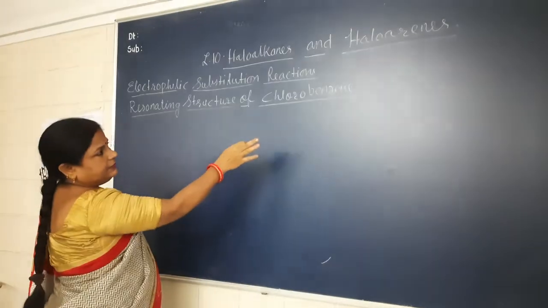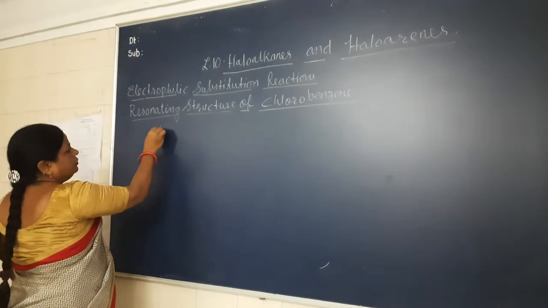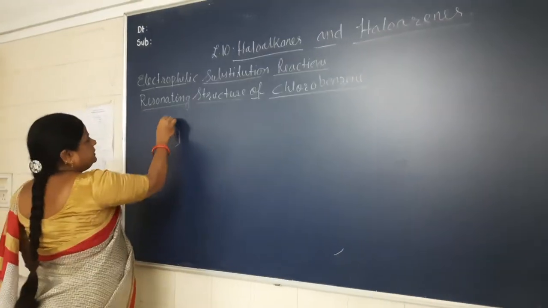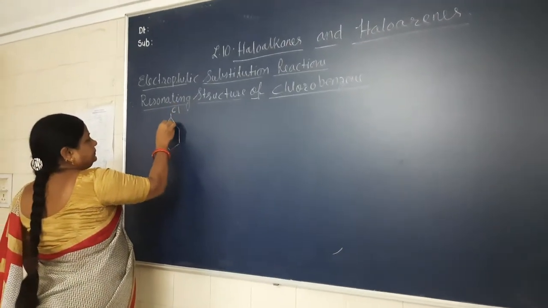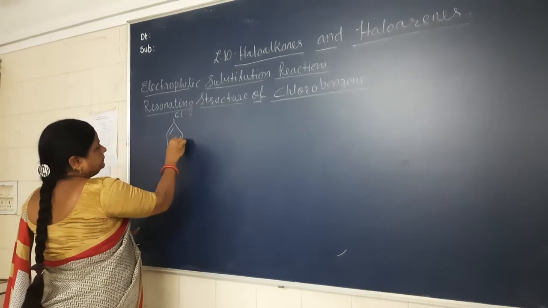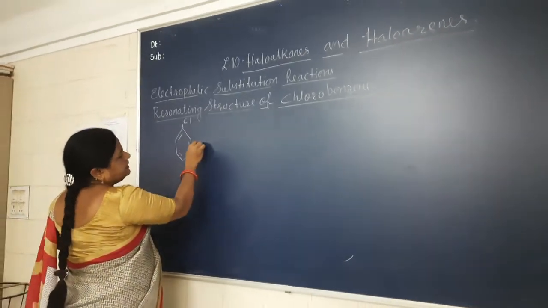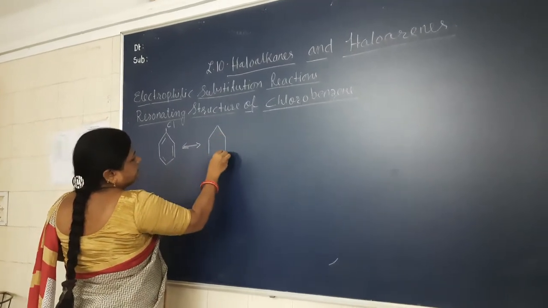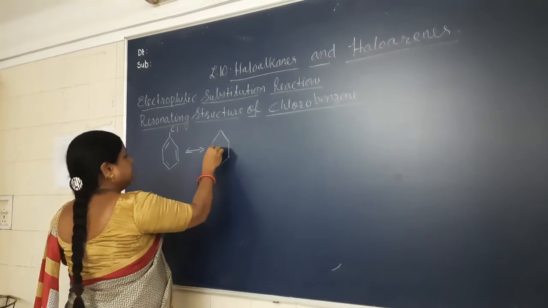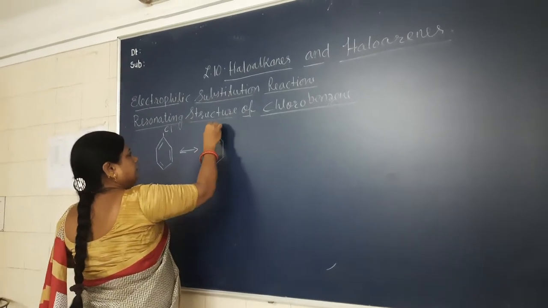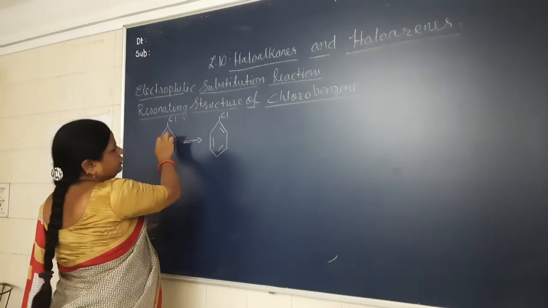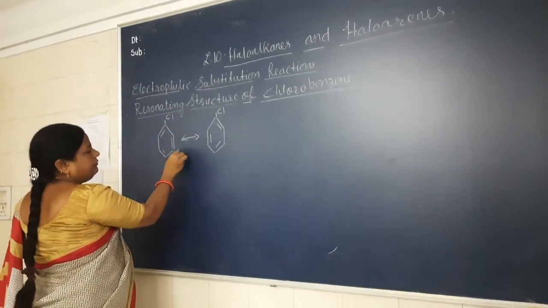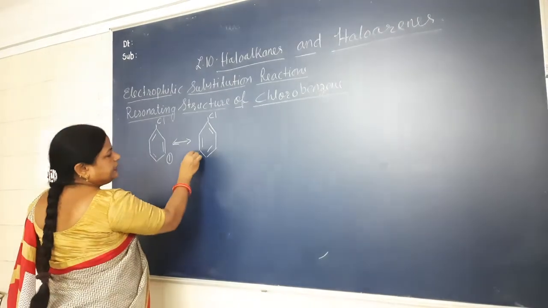Beta, resonance you all know. So, the resonating structure of chlorobenzene. This is chlorobenzene, right? So what will be its resonating structure? It will be like this. You see, the position of the double bond has altered. So if this is the first resonating structure, this will be the second resonating structure.